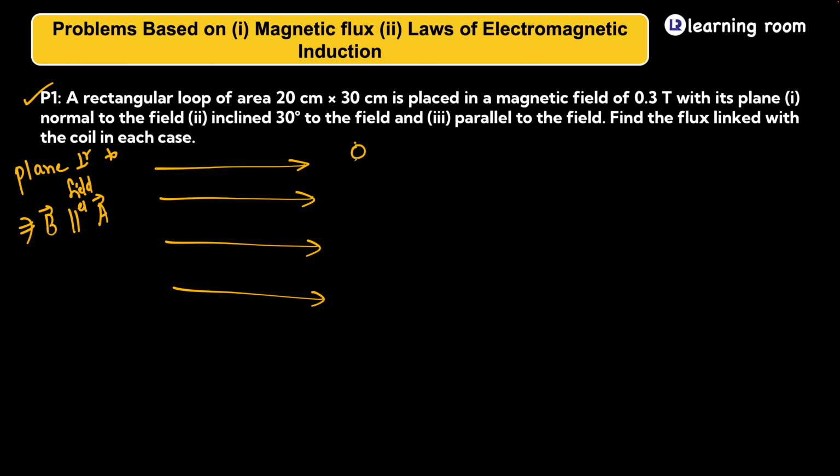So in the first case, phi 1 will be equal to BA cos theta, where theta is 0 degrees, so it is BA cos 0. The value of B is 0.3. The area is 600 into 10 power minus 4, or 6 into 10 power minus 2. So the answer will be 1.8 into 10 power minus 2 Weber.